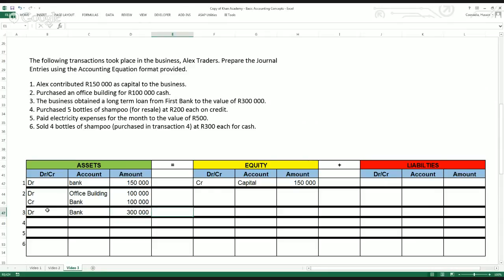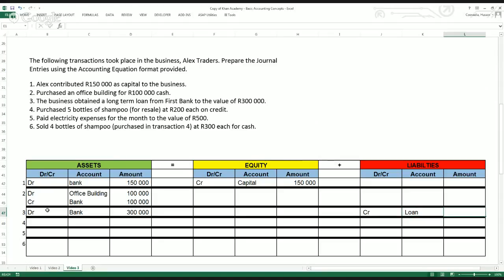And what else is happening in this transaction? We went to the bank and we obtained a loan. Loan falls under the definition of a liability, as you would know from video number 1. So what's happening? Loan is increasing, and liabilities increase on the credit side. So we'll credit our liabilities, which will be loan.